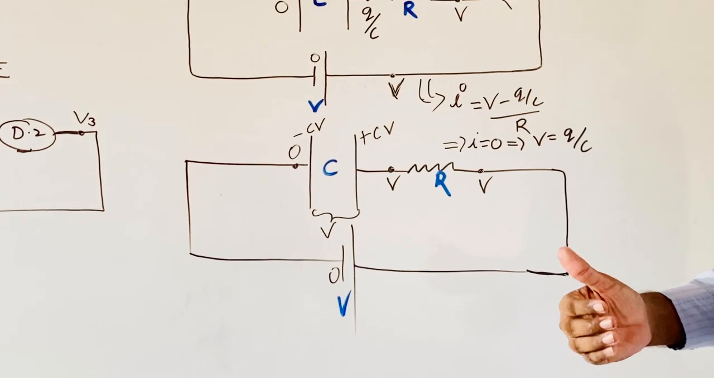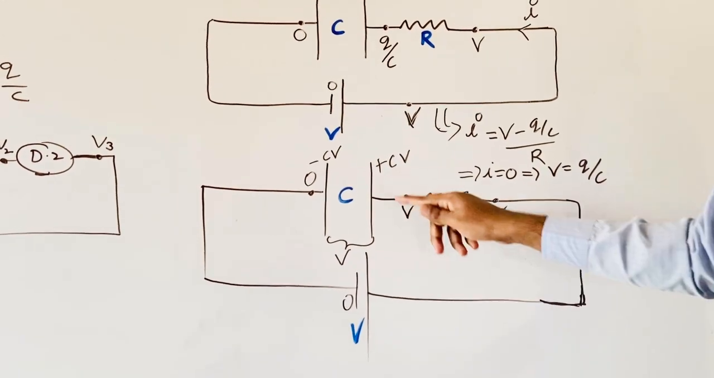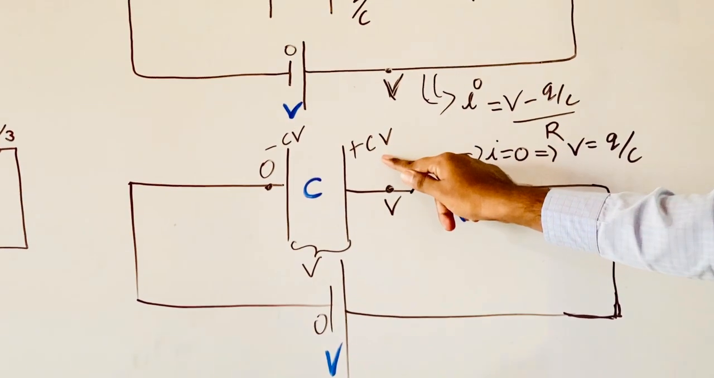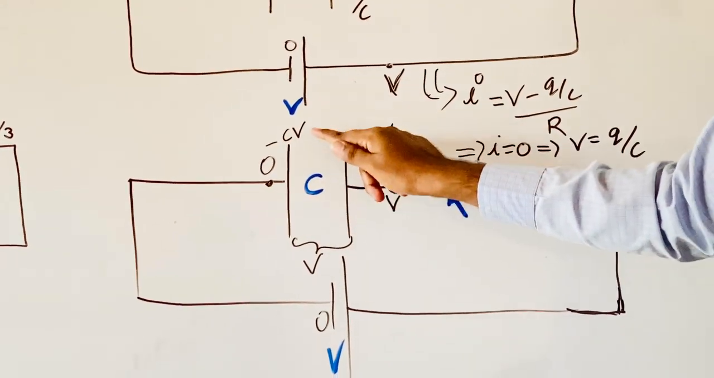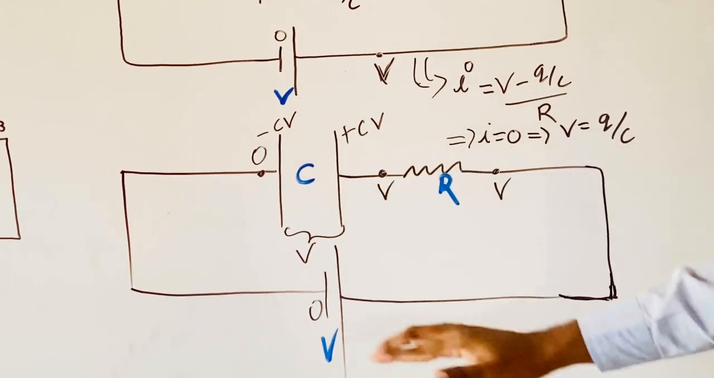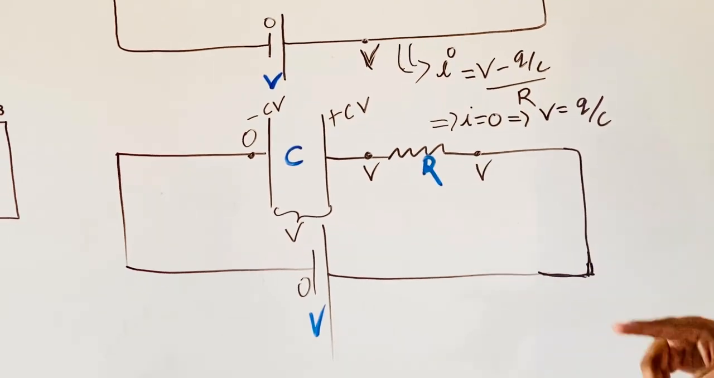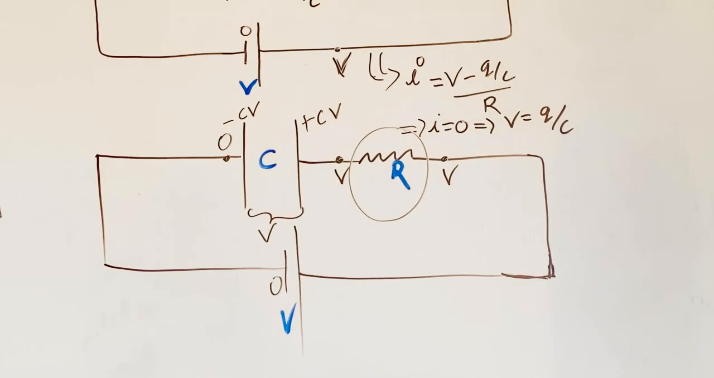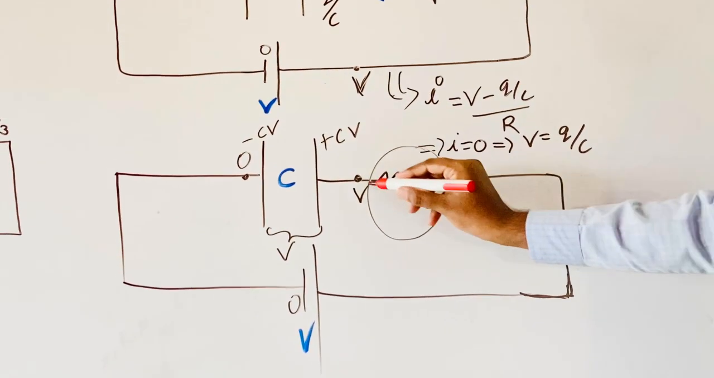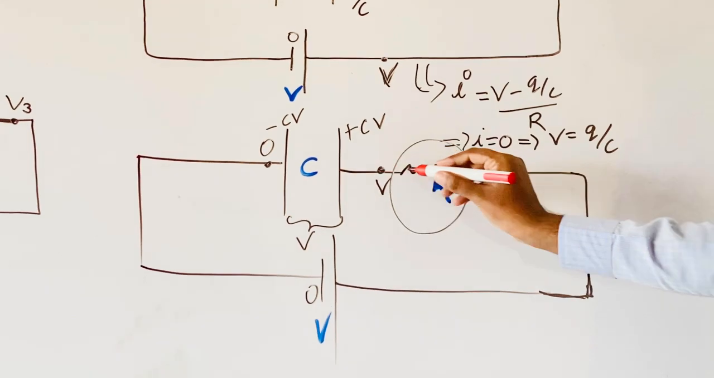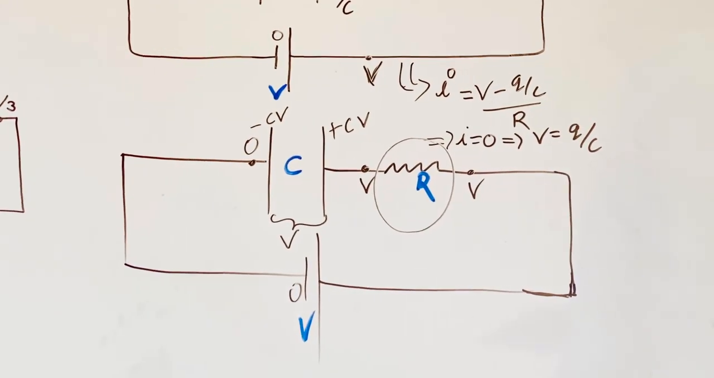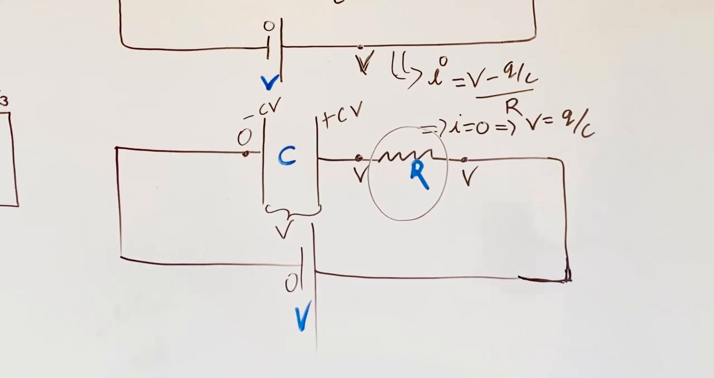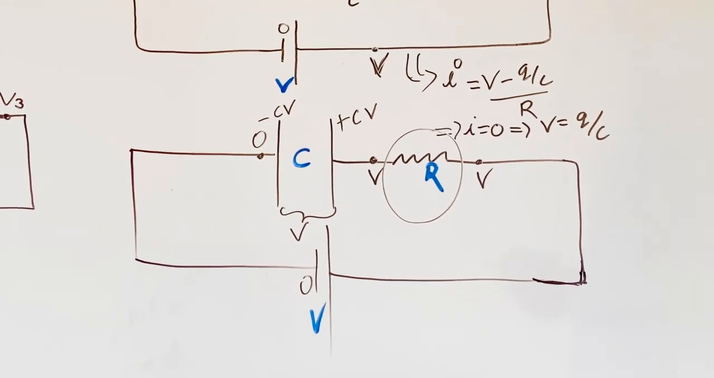Means what we can conclude? During the process of charging of the capacitor, after a long time, this plate will become positively charged by plus CV. This plate becomes negatively charged by minus CV. At that time you are seeing there is no role of this resistor. Why? Across the resistor, potential difference is 0. Potential difference 0 means there is no current in the circuit.